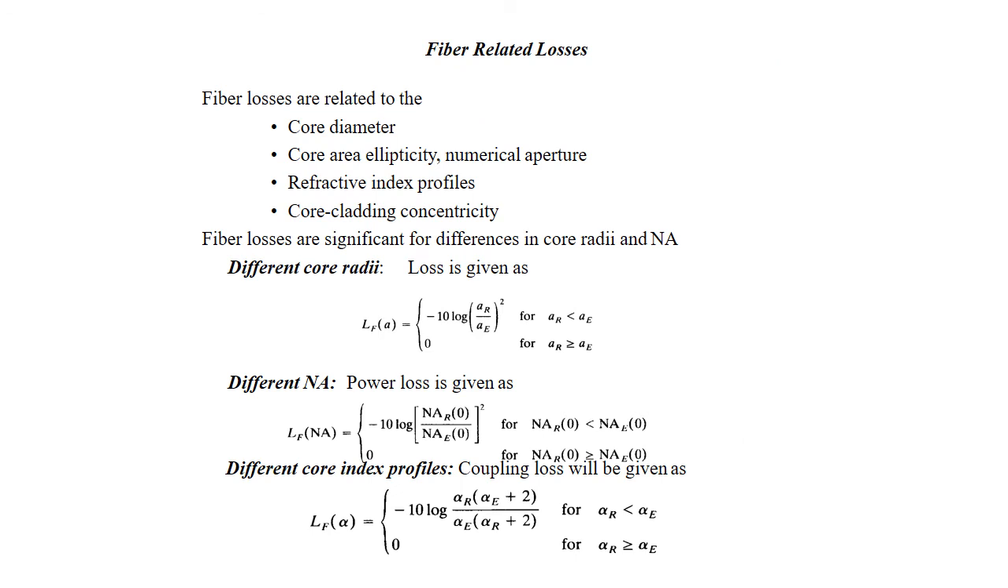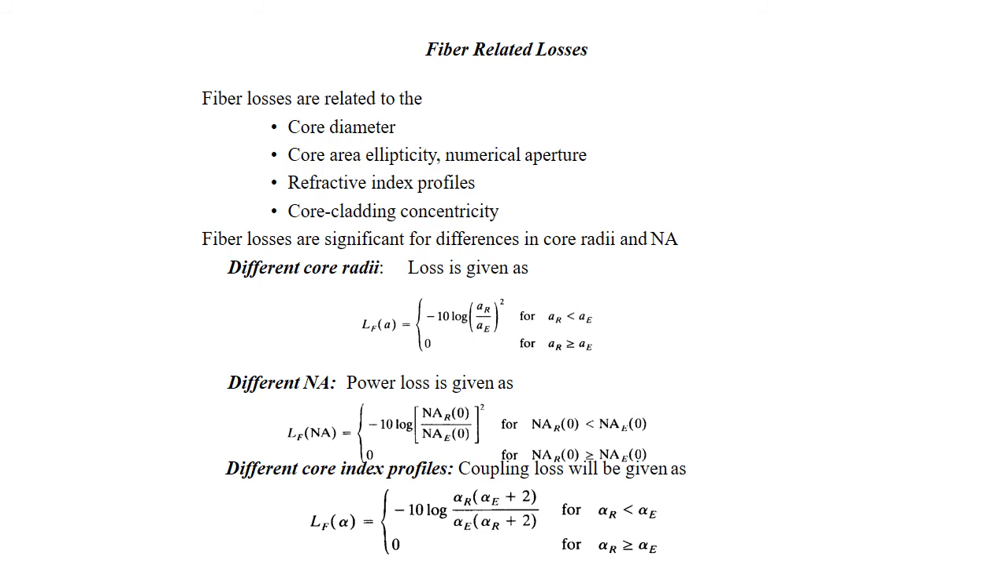So next one is fiber related losses. The fiber related losses occur due to the core diameter, core area ellipticity, numerical aperture, the refractive index profile and core cladding concentricity of each fiber. The user will have less control over these variations since they are related only to the manufacturing process. The fiber losses are significant for differences in core radii and numerical aperture.